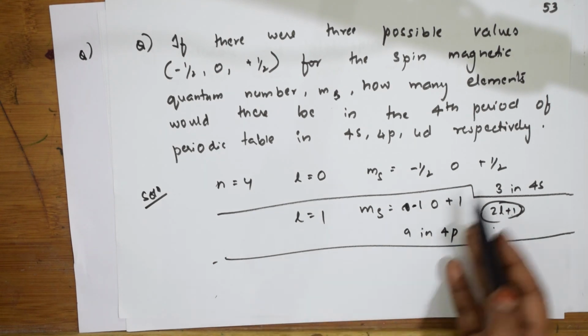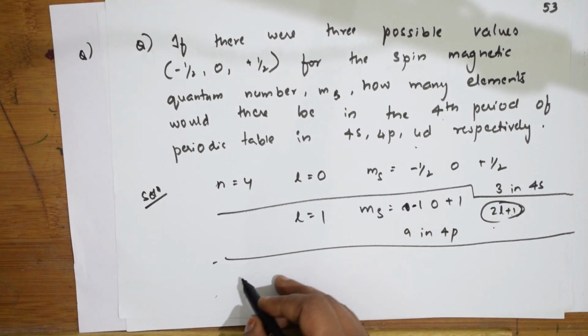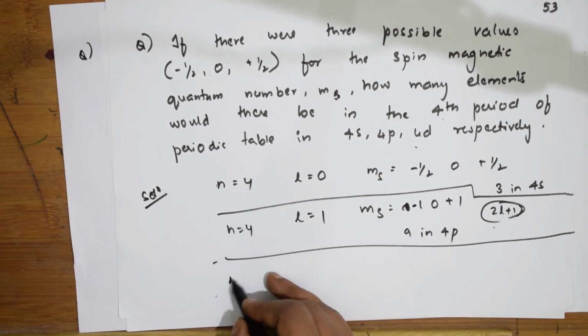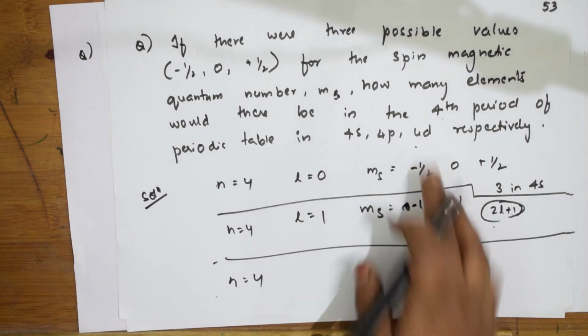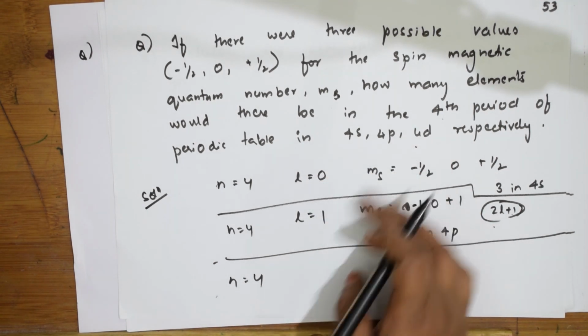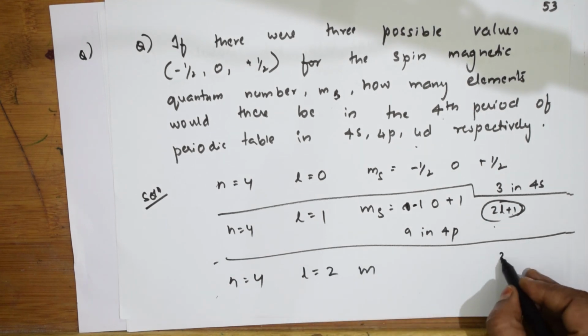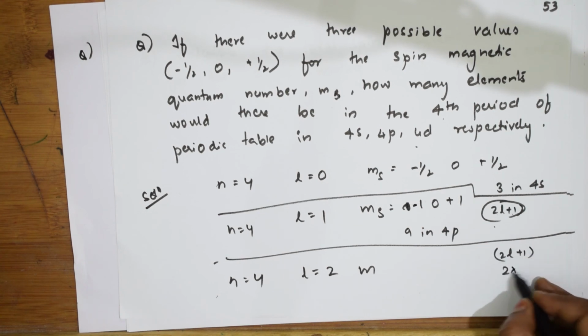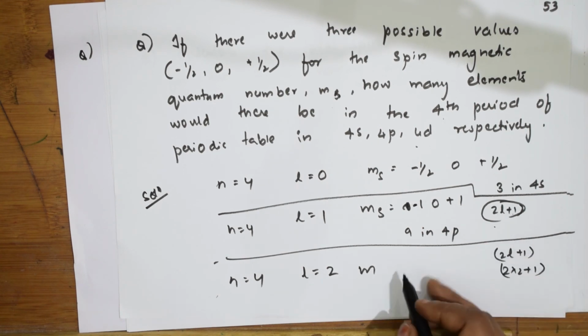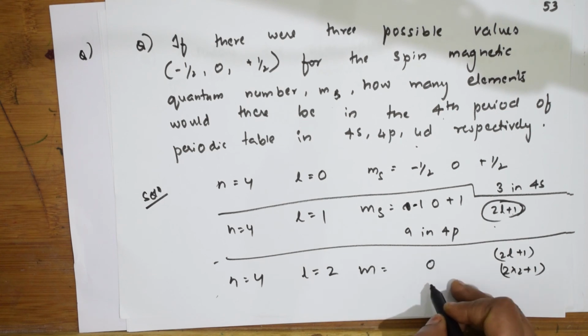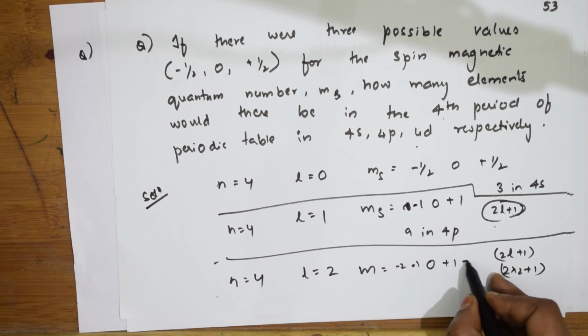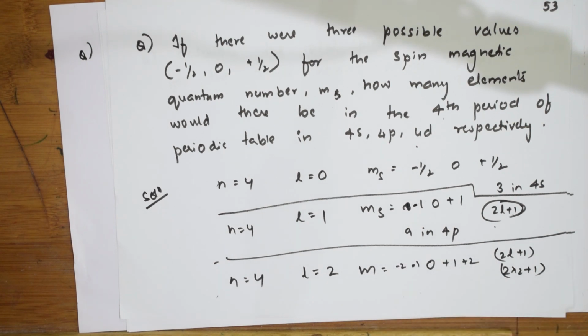Let's come back and do the next one for 4d. Again, for 4d, n is equal to 4 here also. Now, what is the l value here? For s it is 0, for p it is 1, for d the l value is 2. According to the formula 2l plus 1, it will be 2 into 2 plus 1, a total of 5 values. So the m value will be 0, minus 1, plus 1, minus 2, plus 2. So in total how many? 15 in 3d, isn't it?